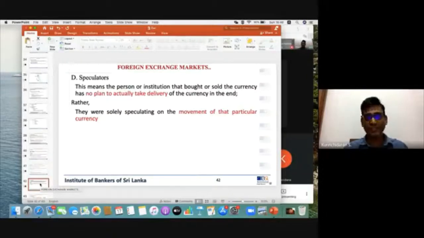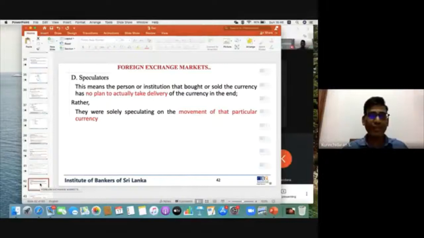The fourth category is speculators. This means the person or institution that bought or sold the currency has no plan to actually take delivery of the currency in the end. Rather, they were solely speculating on the movement of that particular currency. They speculate on the rates. So they book the transaction expecting changes in the exchange rate.